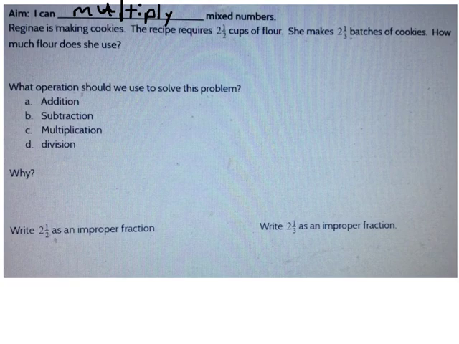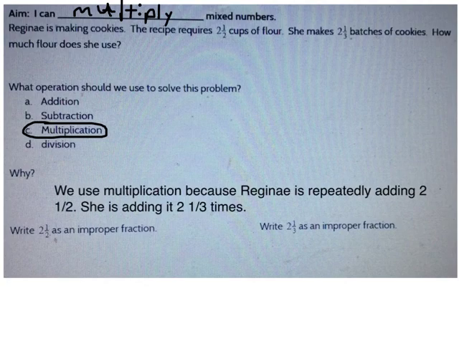What operation should we use to solve this problem? We should use multiplication. Why should we use multiplication? We should use multiplication because Reginae is making 2 1/3 batches of cookies. You have to add 2 1/2, 2 1/3 times.